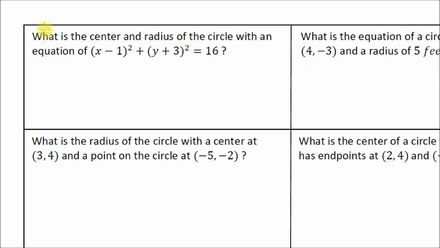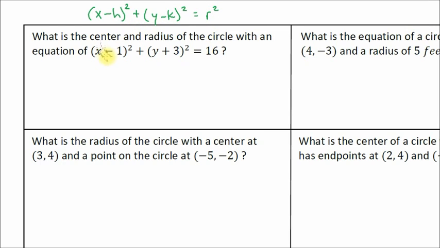The first one: what is the center and radius of the circle with an equation of (x - 1)² + (y + 3)² = 16? Well, we need to remember what the standard form of a circle looks like. Let's write that up here. It's (x - h)² + (y - k)² = r².